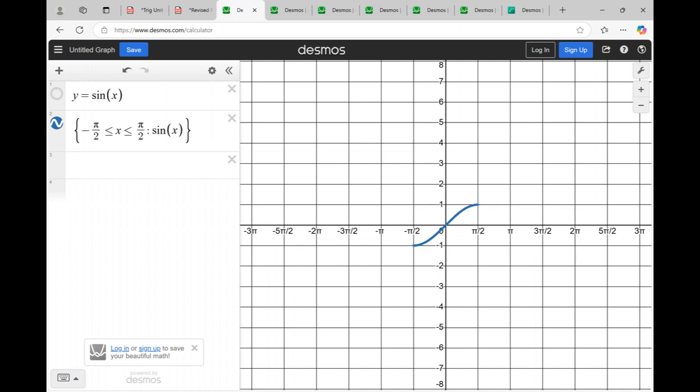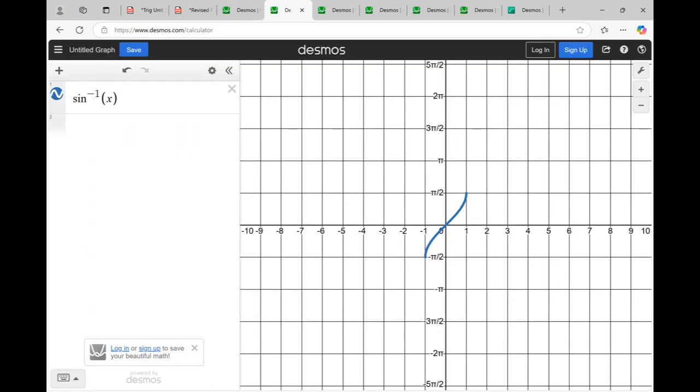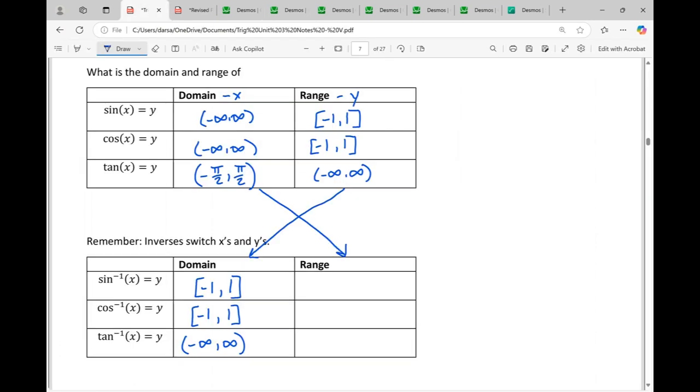So then this is a graph of sine of x. So what does the graph of sine inverse look like? Well, when we switch the x's and y's, this is what we get. Notice what we're plugging in are x's from -1 to +1, and the answers that are coming out are -π/2 to +π/2. So the range of sine inverse is going to be from -π/2 to +π/2. Those are the numbers that are going to come out as answers.